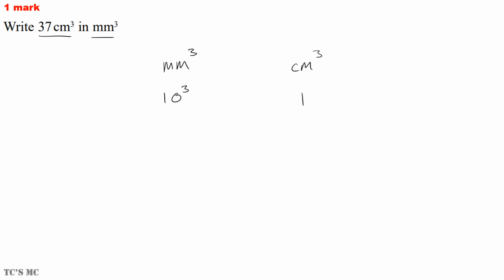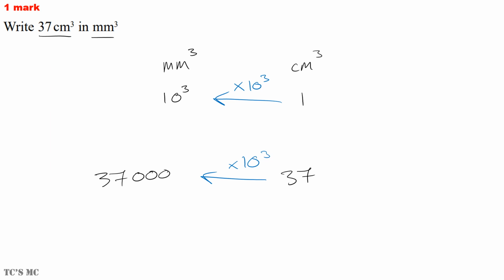But remember, 1 cubed is just 1. If I go from 1 to 10 cubed, I need to multiply by 10 cubed. We are converting 37 cubic centimeters, so that means I'm also going to multiply by 10 cubed. The answer is then 37,000 cubic millimeters. And you can just write that answer for the 1 mark.